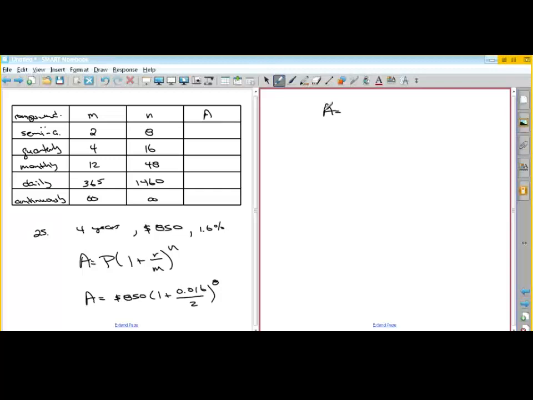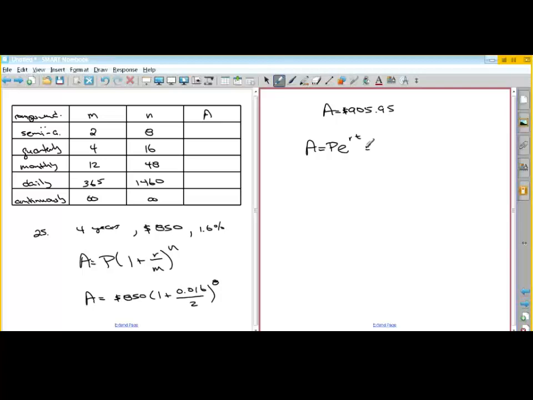So at least for the first case, let's see what we get. It shouldn't be that much because the interest rates are really low. So 850 times 1 plus 0.016 divided by 2, the whole thing raised to the 8th power. Oops, something's wrong. Oh, I see what it is. I get $905.95. Now, we're going to skip to the continuous compounding.